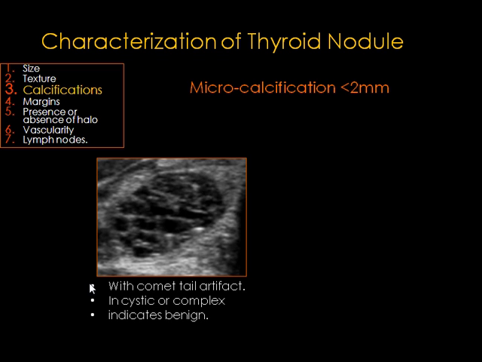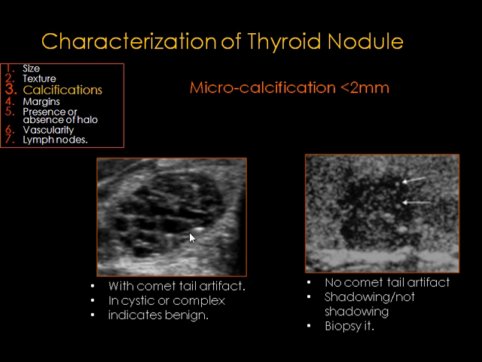There are two types. Type 1 is with comet tail artifact. It is usually found in a cystic nodule or complex nodules. It is thought to be thyroglobulin concentration. When calcification with comet tail artifact is seen, it strongly indicates a benign nodule.